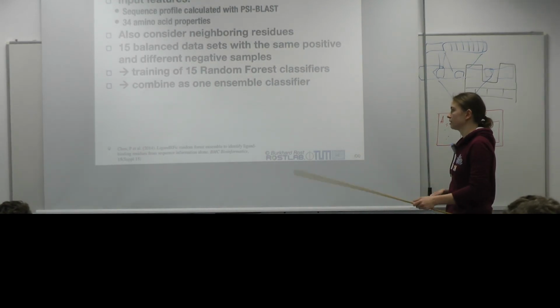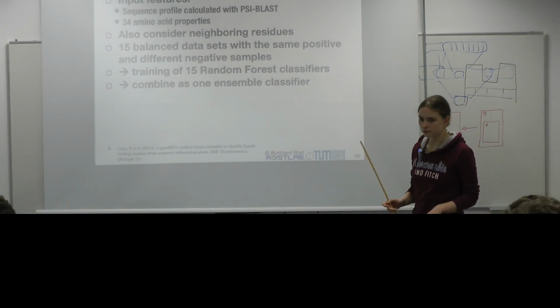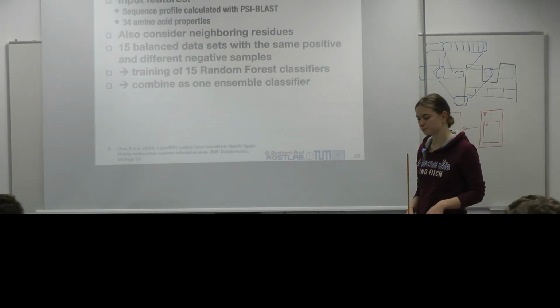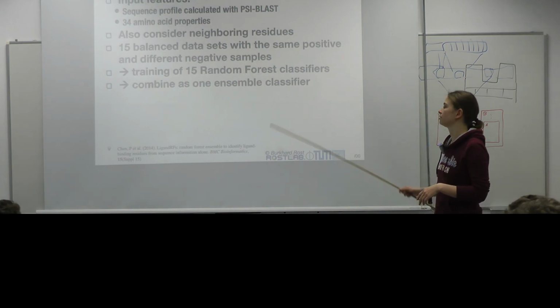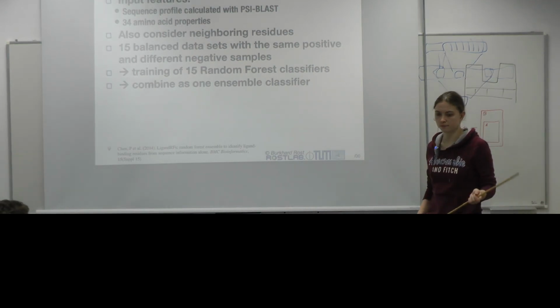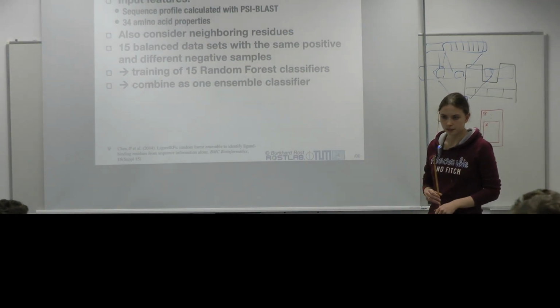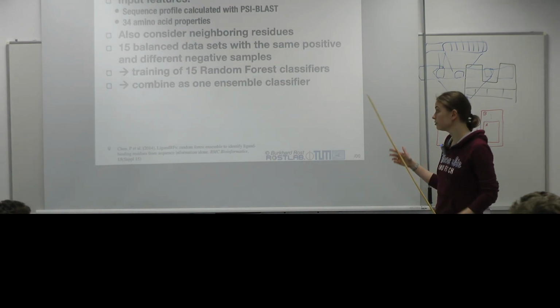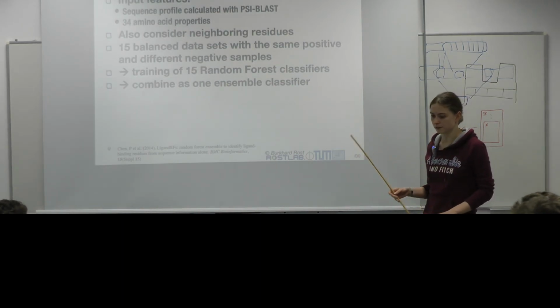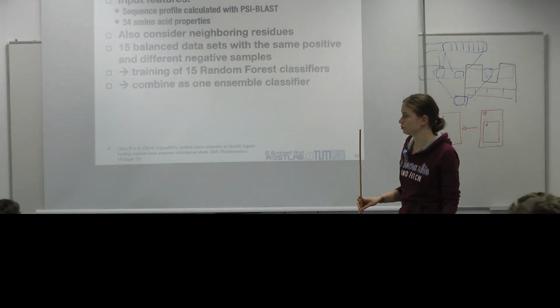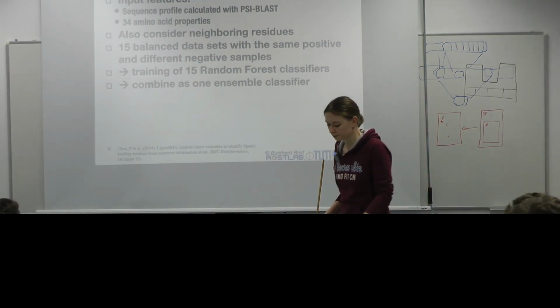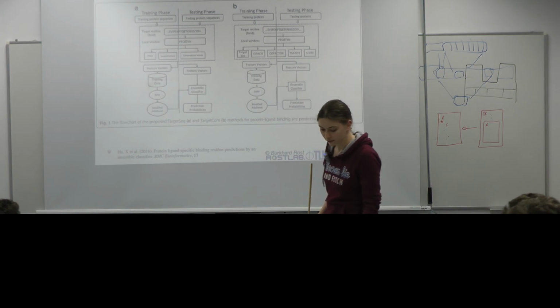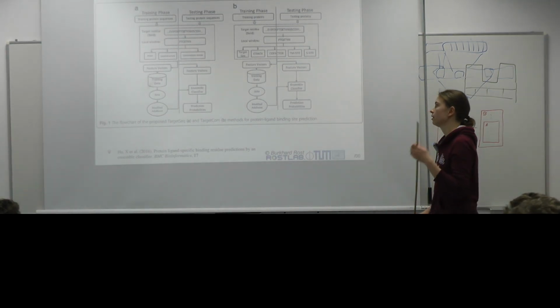And then they use these 15 balanced data sets to train 15 different random forest classifiers. And then in the end, they combine these 15 classifiers into one ensemble classifier, and then they can predict with that. Their prediction is also ligand type specific, so they don't do a general prediction, but they kind of need to know what is binding. Then we have target sec and target com.